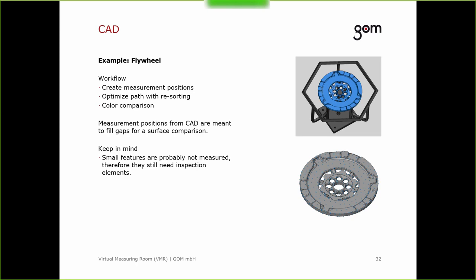One big advantage of this method is that the measurement positions from the CAD will help us to fill the gaps for better surface comparison. But please keep in mind that some small features will probably not be measured and that a few more inspection elements might be necessary. Let's have a look at the position generation in action.